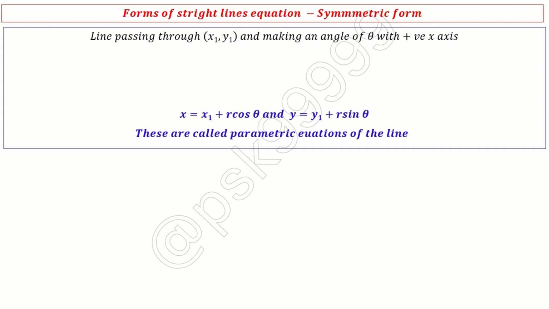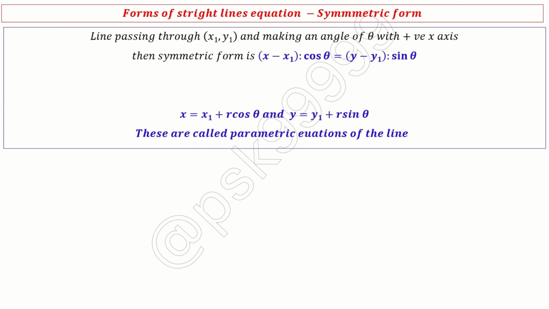Okay, so there is another form of straight line which is called symmetric form. This is not different from other forms, but there is an advantage of using this form. Let's say a line passing through (x1, y1) and making an angle of theta with the positive x-axis. Once you see this, you can easily tell what this angle is. Tan theta is the slope. So you can say that y minus y1 equals tan theta into x minus x1.